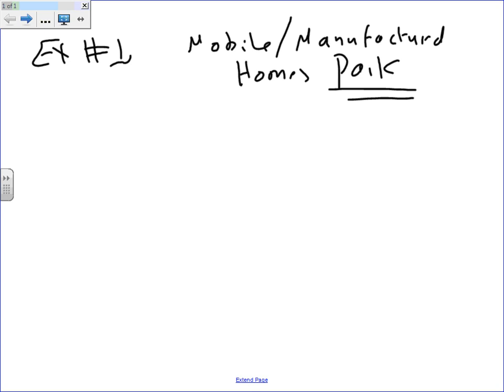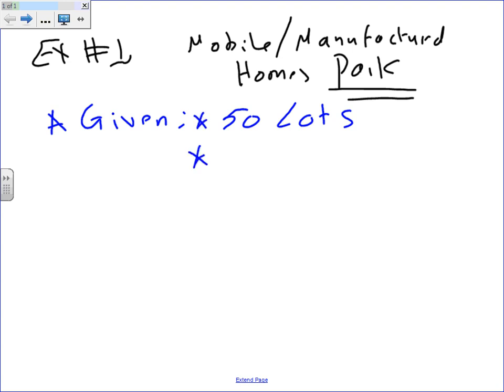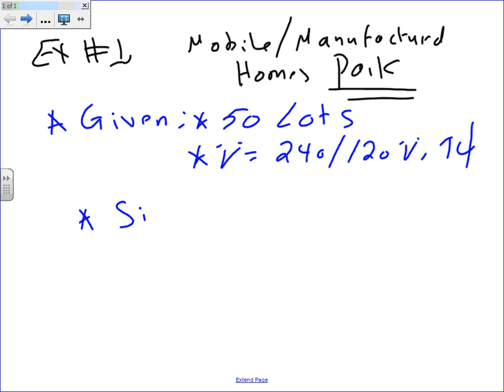Let's take the example that they're having here. Actually, I'm going to take a different example. I'm going to have a lot. Here's the info that you need to know. I call it the given. The given info about this example: I have, let's just say, 50 lots in the park. The first thing given is the voltage system. The second thing is voltage is 240/120 volt single phase. These are all given. And the third thing, what do you need to do? Size the service equipment.